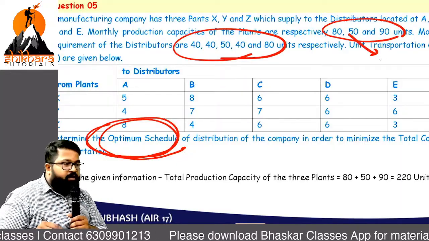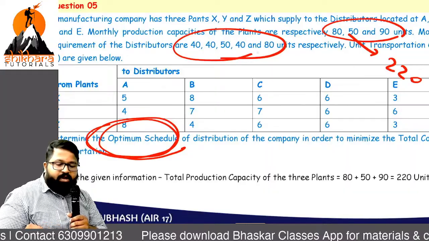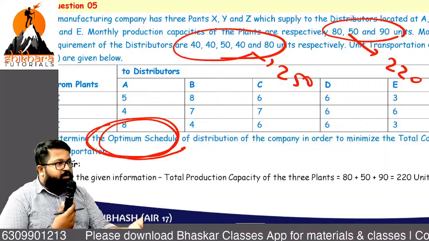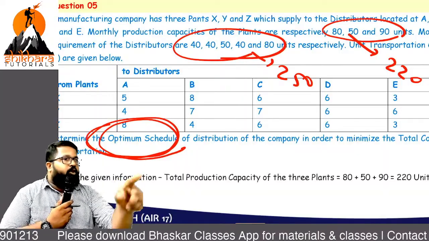Wait, this part, how much, ma? 220. What is this part, ma? So if it is unbalanced, no? We have to balance it by adding a dummy part. Okay. One more point here.